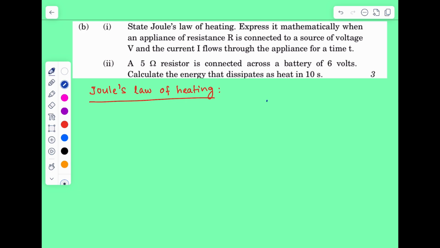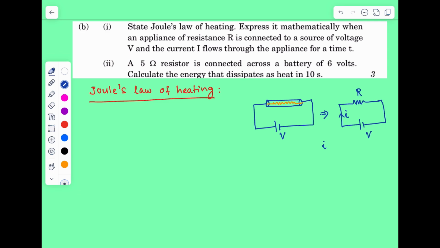Now, suppose you are taking a conductor, and across it we are applying a voltage source, that is V, and the resistance of the conductor, let it be R. This is the resistance actually. We replace this conductor by its resistance R.